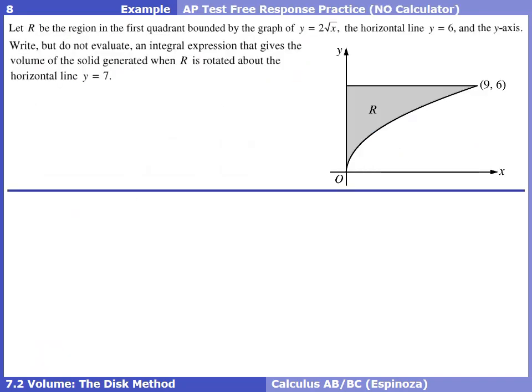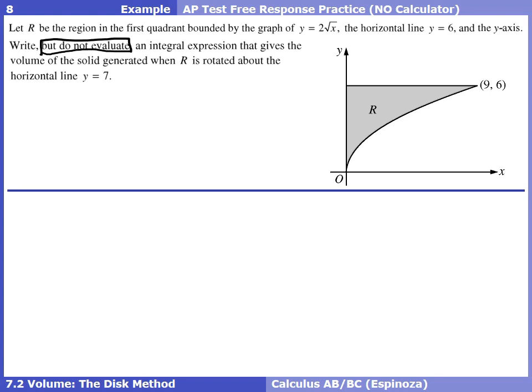Okay, in this example, we're going to take a look at two very specific AP free response questions, no calculator. Take a moment to read the details here, but the main thing I want to point out, because this happens quite a bit on the AP test, is they want you to write, but do not evaluate, an integral. Realistically, with these problems, the setup, like you've been hearing me say, is the key. After you set it up, it's already showing that you understand this concept of finding volume with either a disk or a washer.